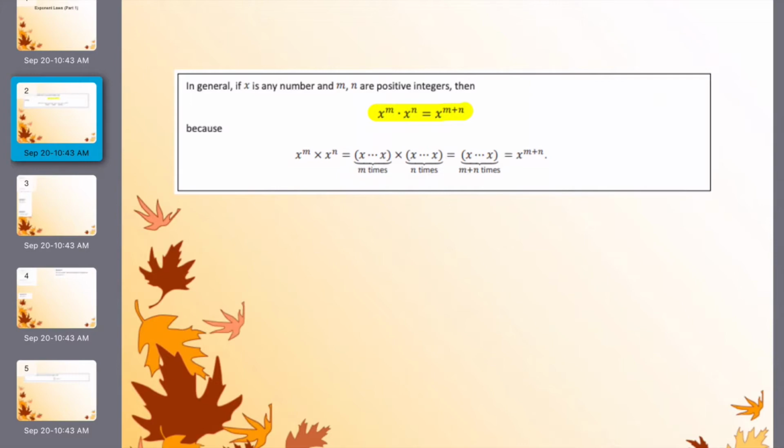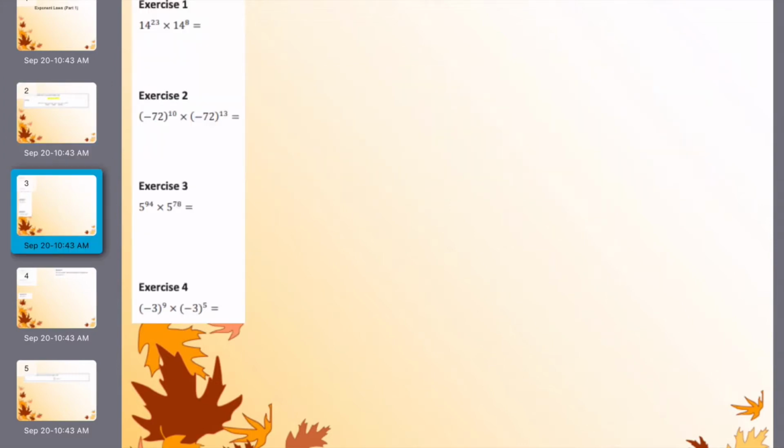So let's do a couple of example problems. In this first one, I have 14 to the 23rd times 14 to the 8th power. This would be the same thing as me writing 14 times 14 23 times and then writing it 8 more times. If I were just to add those together, I know that I would have 14 to the 31st power, because there would be 31 14s there.